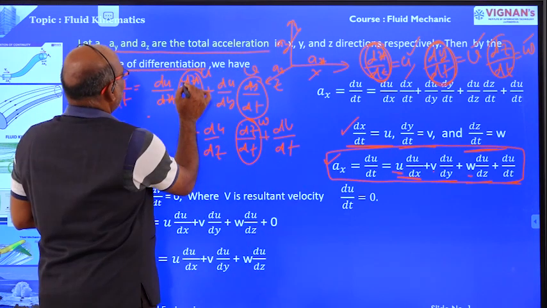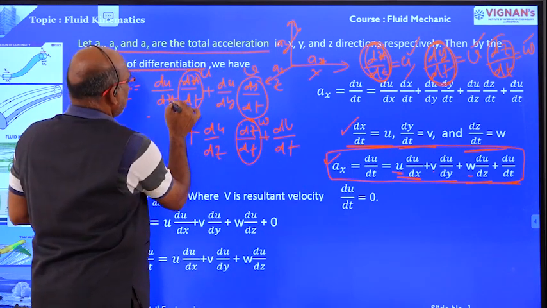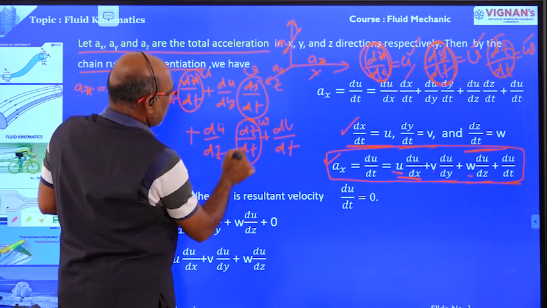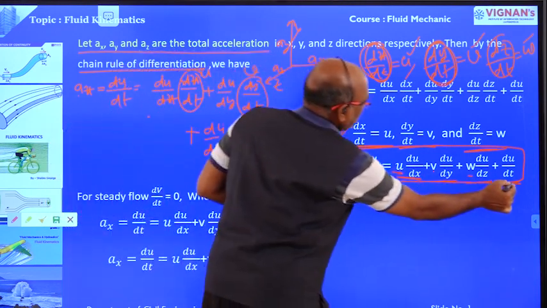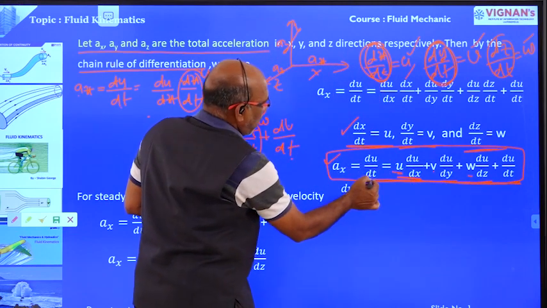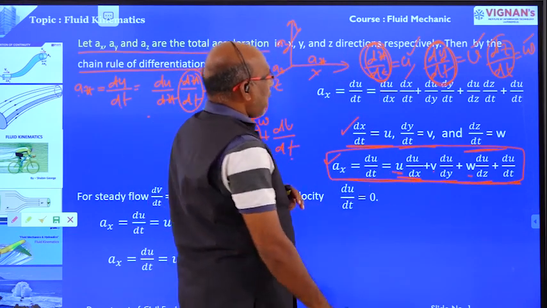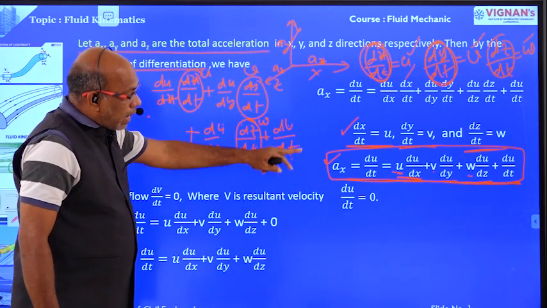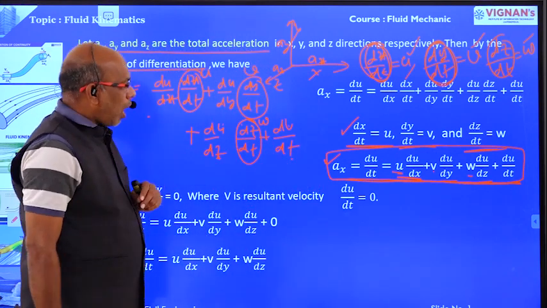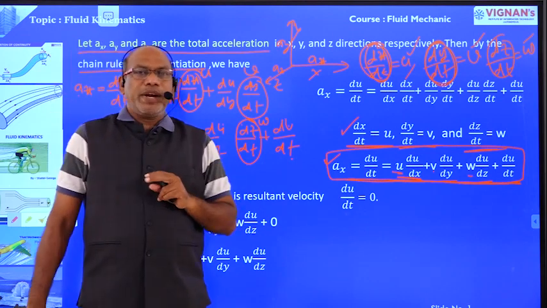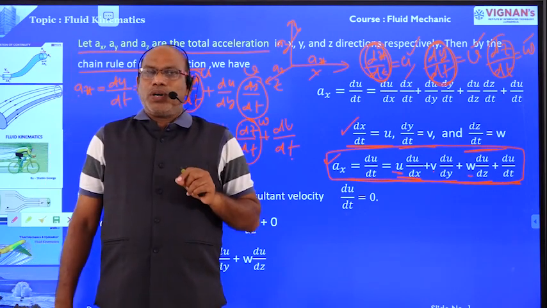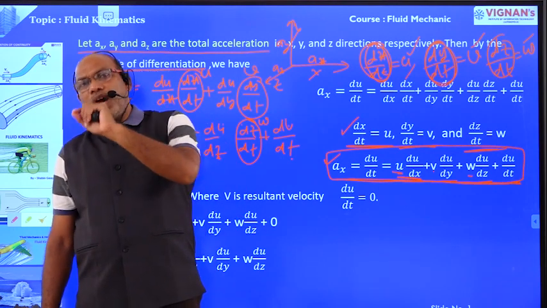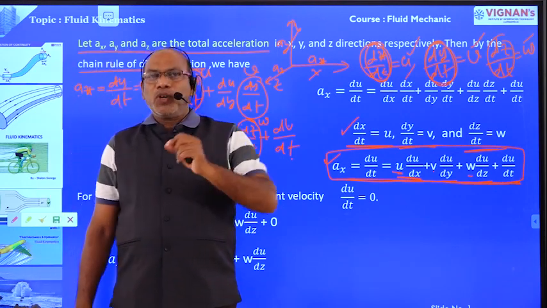This is coming from this value: u into du by dx, v into du by dy, w into du by dz plus du by dt. This is the formula for the determination of total acceleration in x direction. Now we know one statement about steady flow. Already I have explained to you steady flow, unsteady flow, uniform flow, non-uniform flow, laminar flow, turbulent flow.